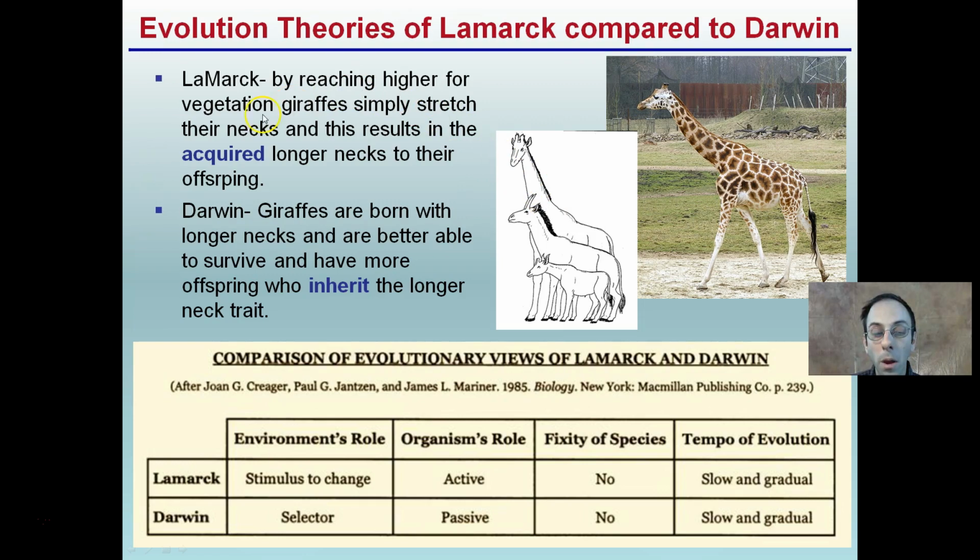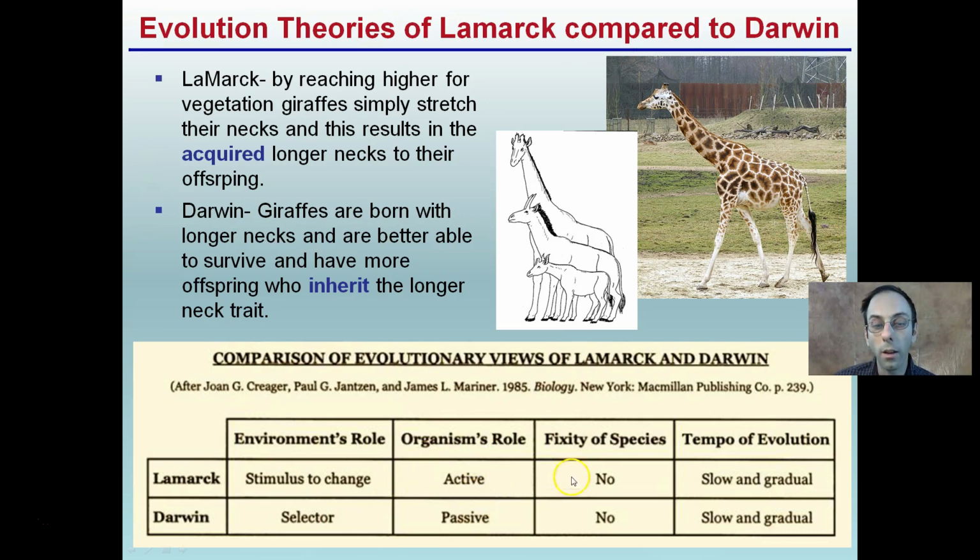So again, this is a nice comparison between these two scientists at the time. And it holds true even today, scientists debate one another. So we need to support our ideas with evidence, and this is how we develop and refine different theories. Lamarck's environmental role was a stimulus to change. In Darwin, the environment's role was a selector. The organism's role in Lamarck was active, and in Darwin it was passive.